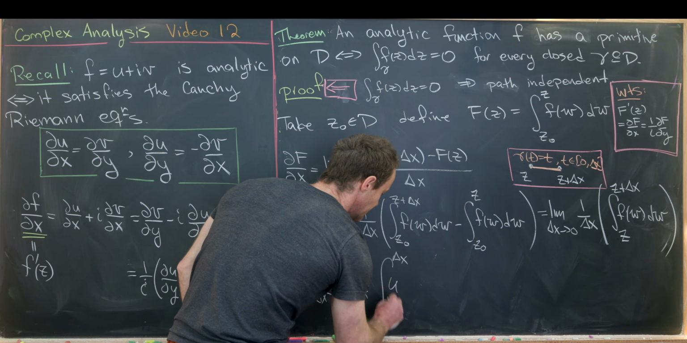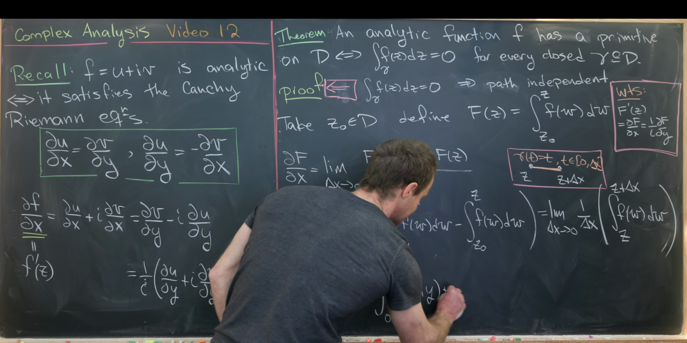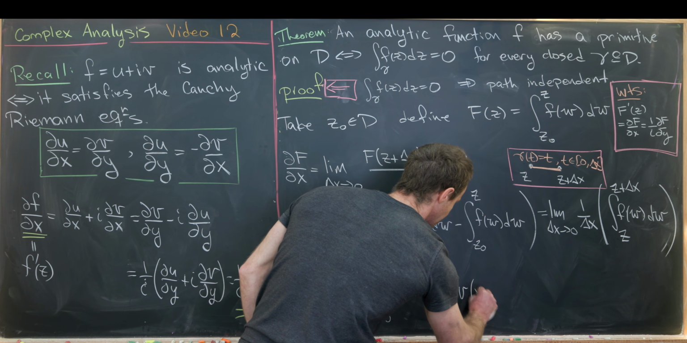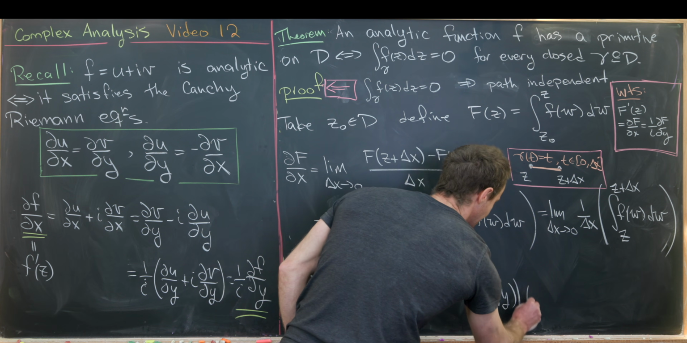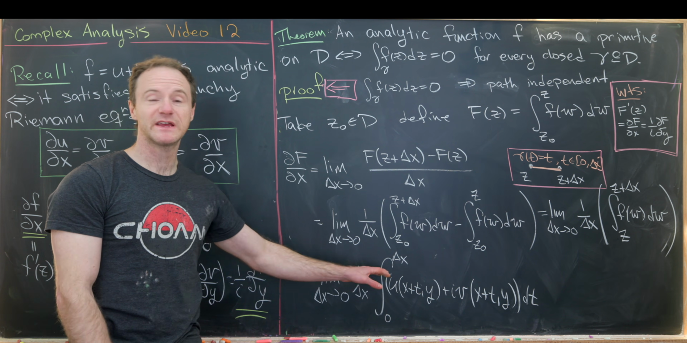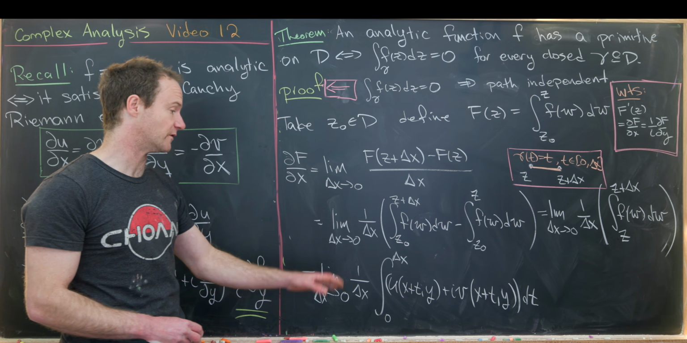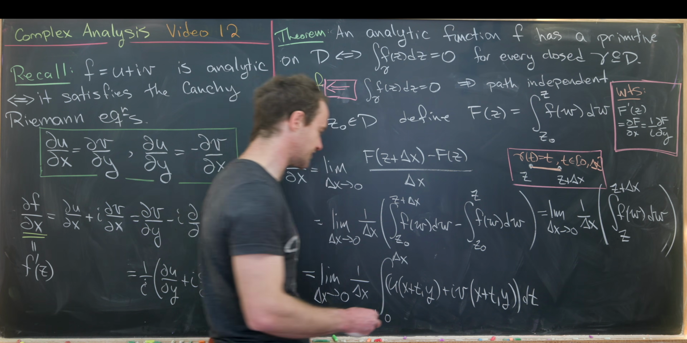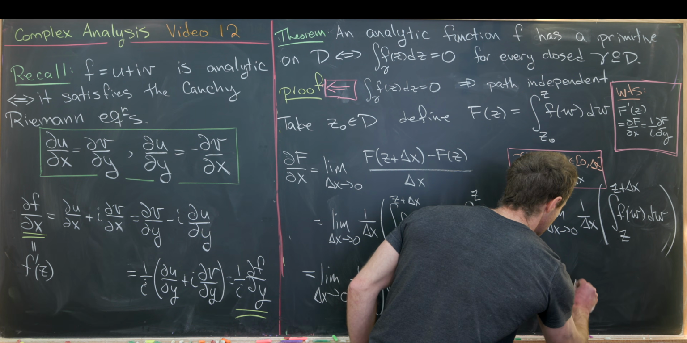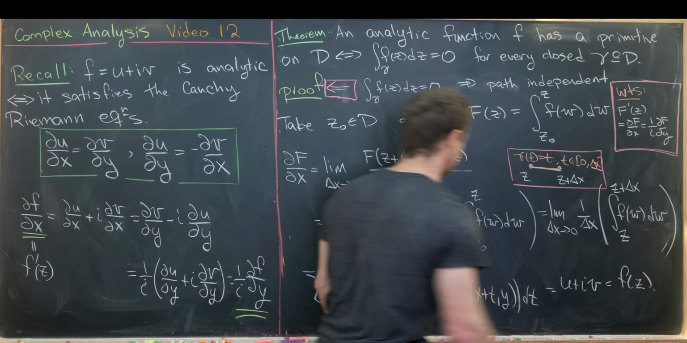So this will be u evaluated at x plus t comma y, plus i v evaluated at x plus t comma y. And then we'll have dt here. But now we can see that this is essentially set up for the second fundamental theorem of calculus for real valued functions. And so the integral and the derivative will take care of each other. And this will leave us with u plus iv, which is just f of z.